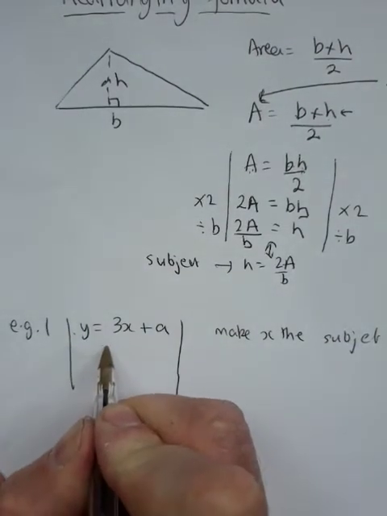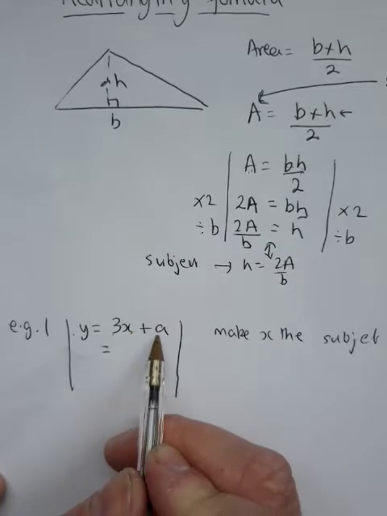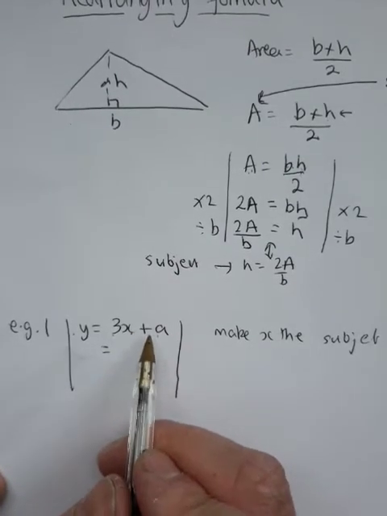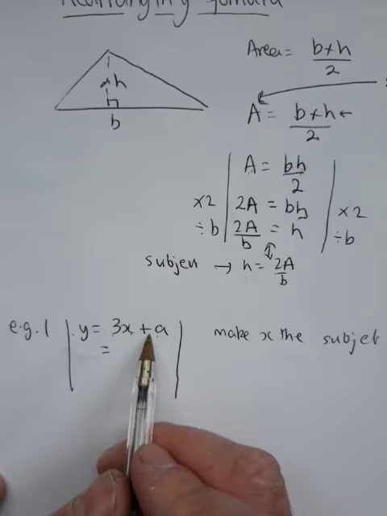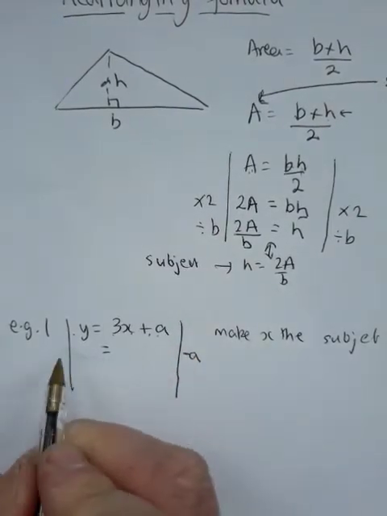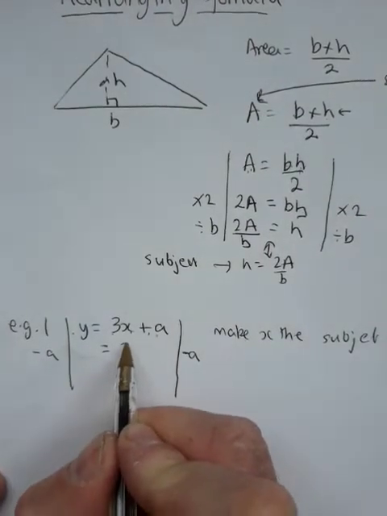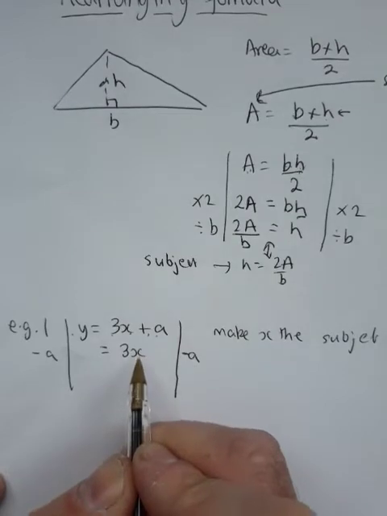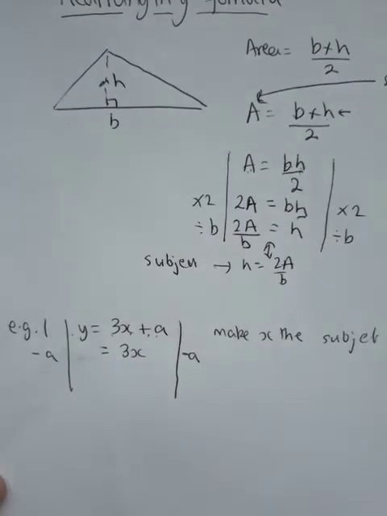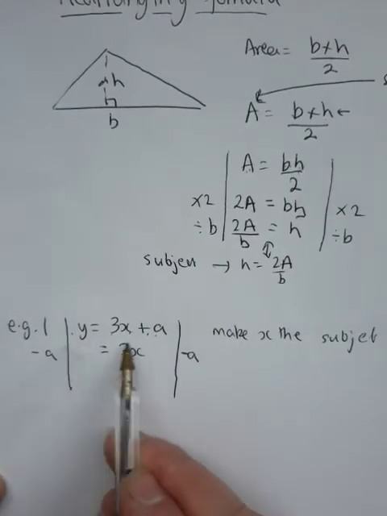What's stopping X being on its own? Well, times by 3 and the plus A. What do we get rid of first? We get rid of the plus A first, just like we would have done with equations. How do I do that? I subtract A. I subtract A from this side, so I must subtract A from the other side to keep the balance. So I take away A from the right hand side, we're just left with 3x. If I take away A from the left hand side, now this is where it seems a bit confusing. If we'd had numbers here, we could easily just do the subtraction.